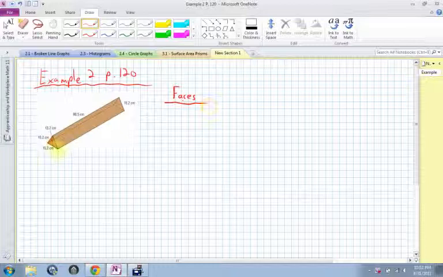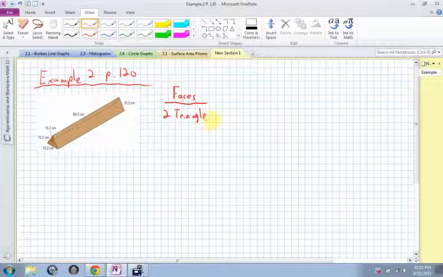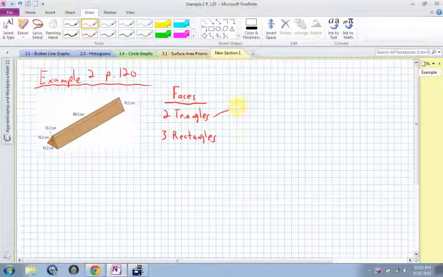So first I see a triangle here and a triangle there. So I have two triangles. And I have 1, 2, 3 rectangles. For the area of a triangle, we know that it's base times height divided by 2. The area of a rectangle is just length times width.